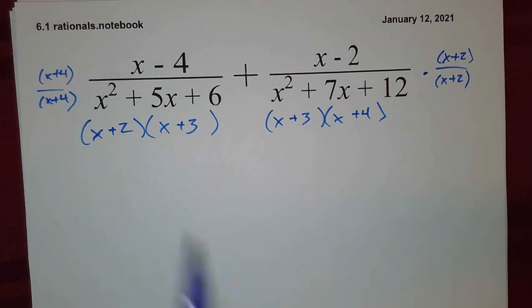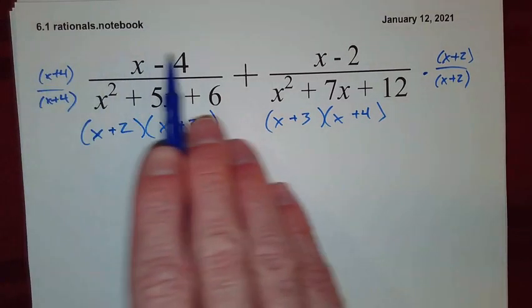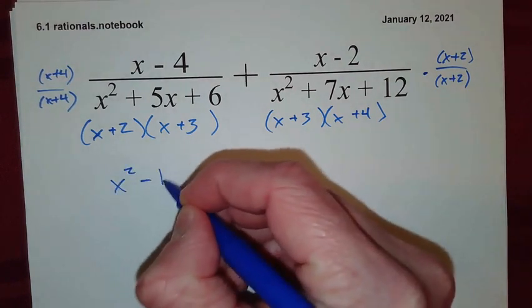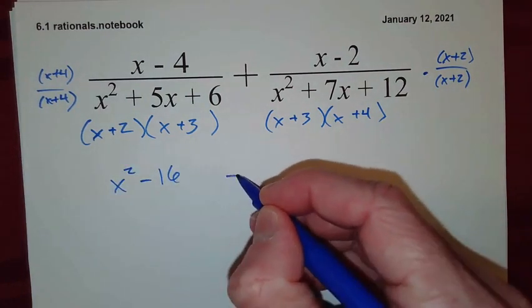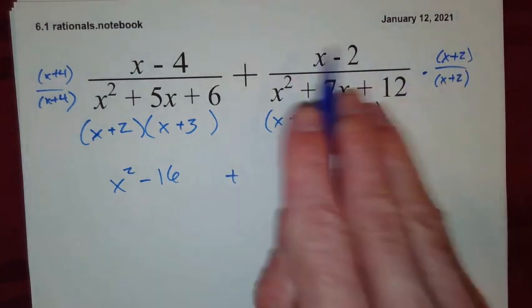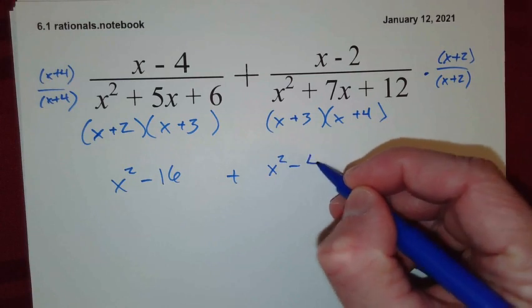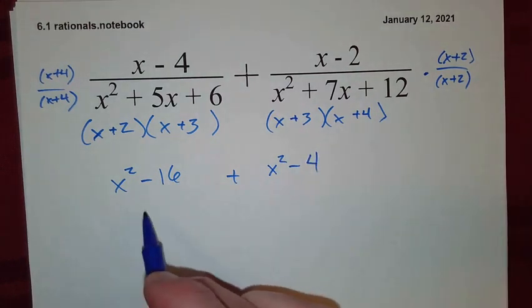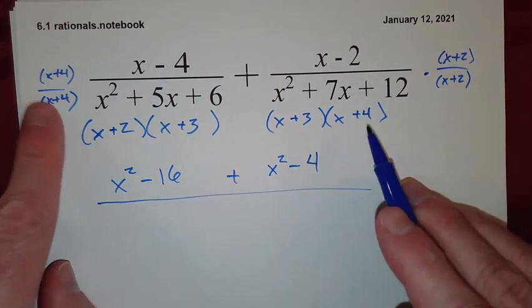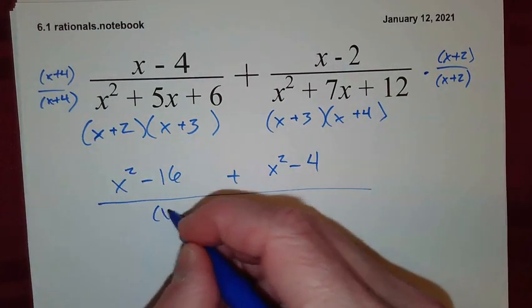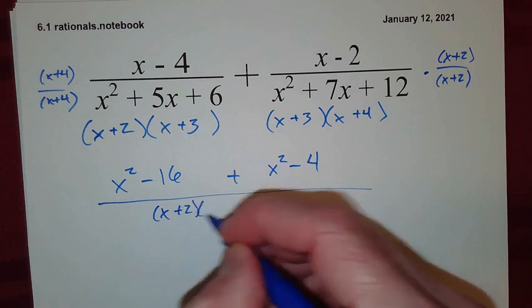So now summing everything up here, I've got an x plus 4 times an x minus 4. I'll go ahead and multiply that out. That's a nice difference of squares. Plus, I've got x plus 2 times x minus 2. There's another difference of squares. And then my denominator, I've got x plus 4 times x plus 3 times x plus 2. I'll just leave that in factored form.